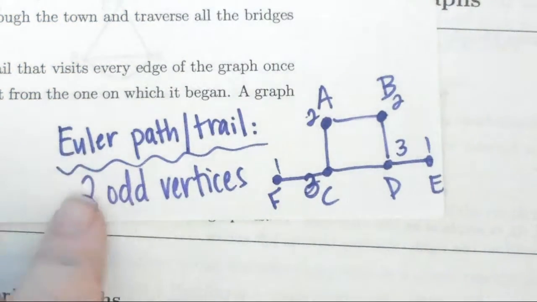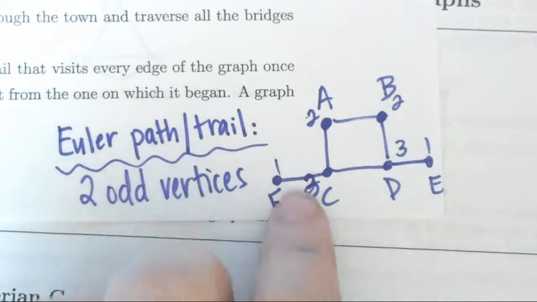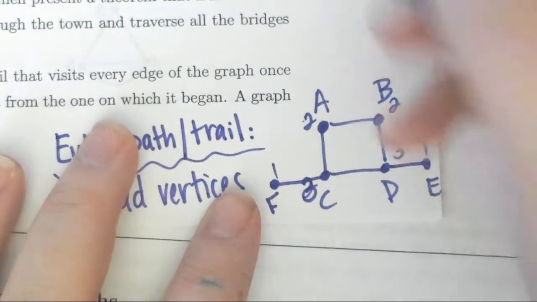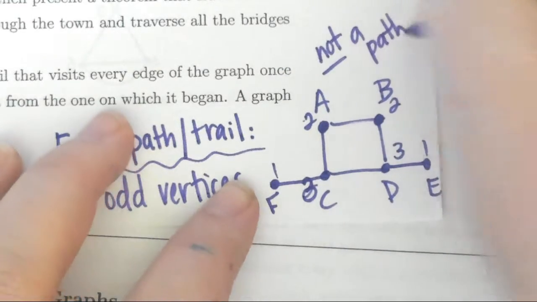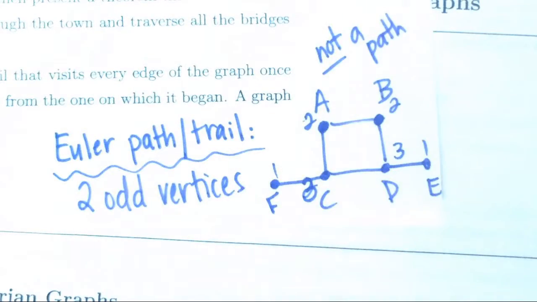An Euler path has exactly 2 odds. Right now I have 1, 2, 3, 4 odds, so this is not a path. Too many odds. That's what you were supposed to do on your worksheet on Friday. If that's not what you did, oh Lord.